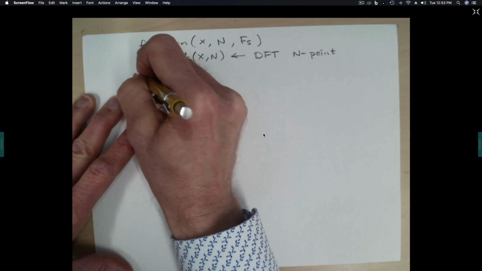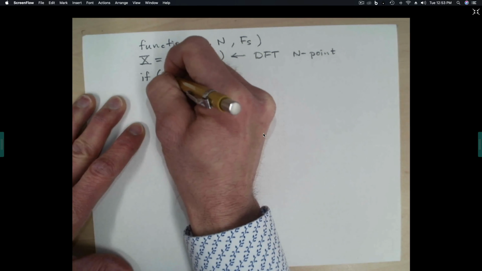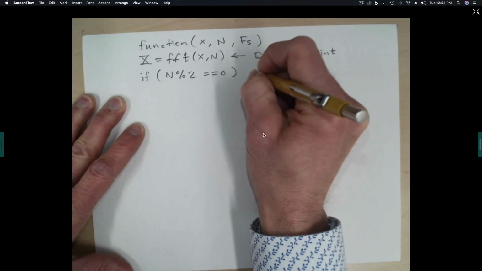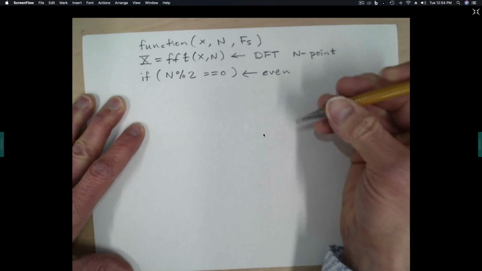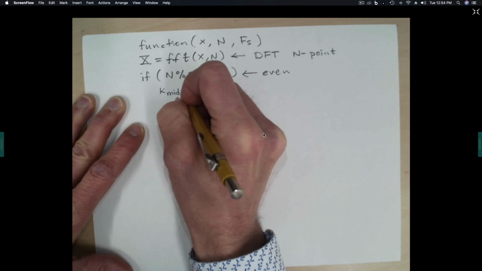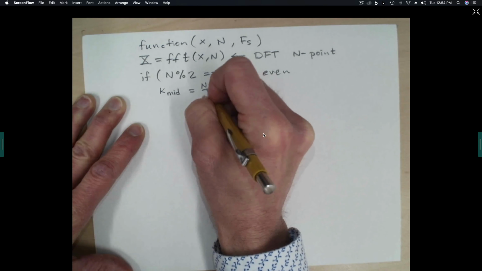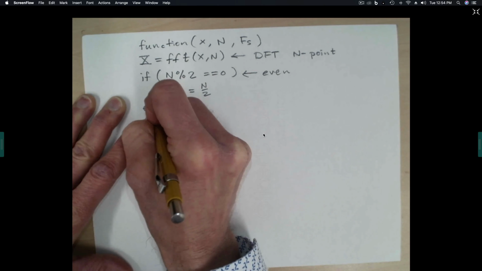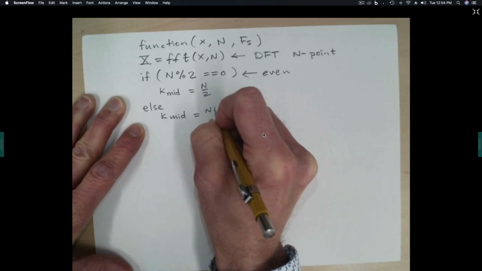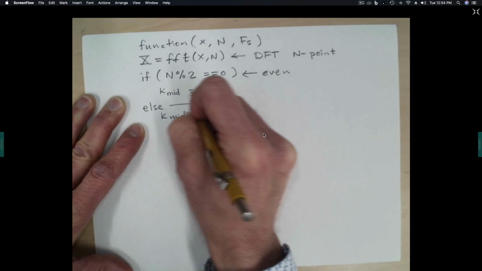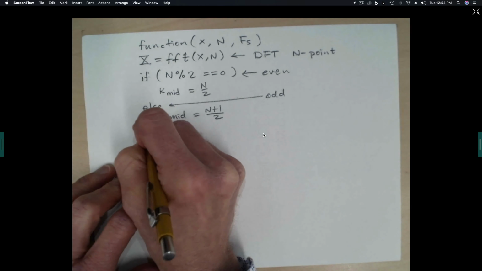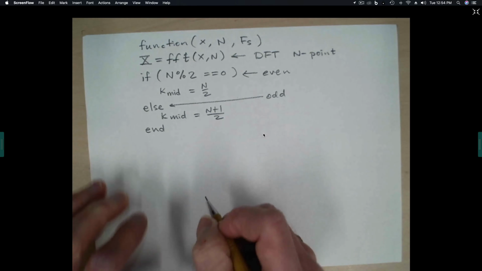Then the next thing that we'll do is we'll say if n modulo 2 is equal to 0, this is the even case, then let's define this variable called k middle. And for the even case, we'll set that to n over 2. Otherwise, we'll say k middle is equal to n plus 1 over 2. So we have these two cases, even and odd. And then we'll end with that. We'll finish that.